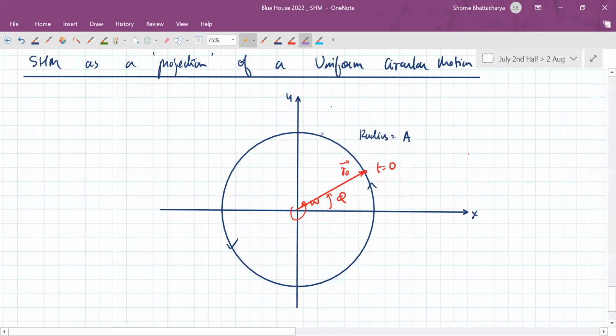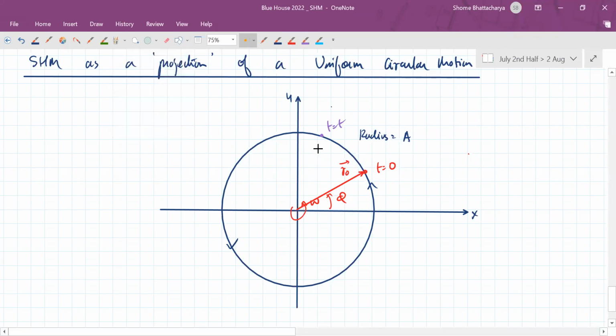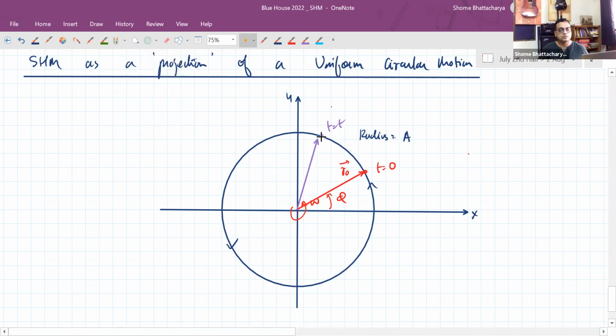That becomes the initial phase. Yes, the corresponding initial phase. So at some general time t, if the position is theta, you can see that theta will be equal to phi plus omega t, because at t equal to 0, the value of theta we have taken is equal to phi.